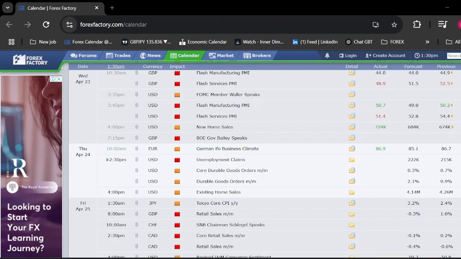So fundamentals today, we can see unemployment claims. We got some USD orange folder news as well. Not a lot that's going to really push the indices out of play.